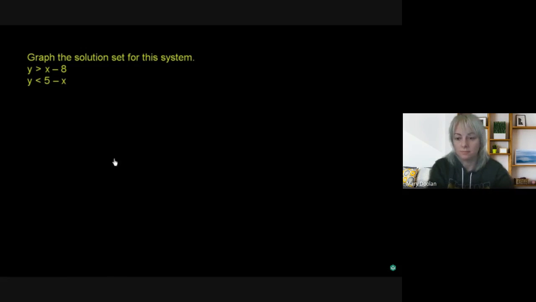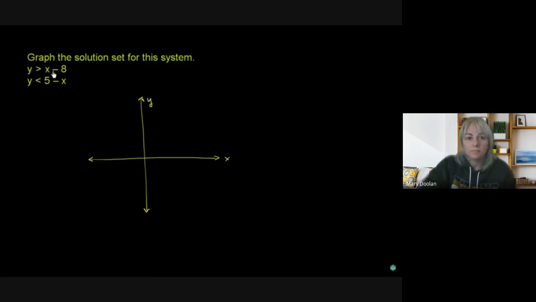So let me draw a coordinate axis here. So that is my x-axis. And then I have my y-axis. And that is my y-axis. And now let me draw the boundary line, the boundary for this first inequality. So the boundary line is going to look like y is equal to x minus 8, but it's not going to include it because it's only greater than x minus 8. But let's just graph x minus 8.